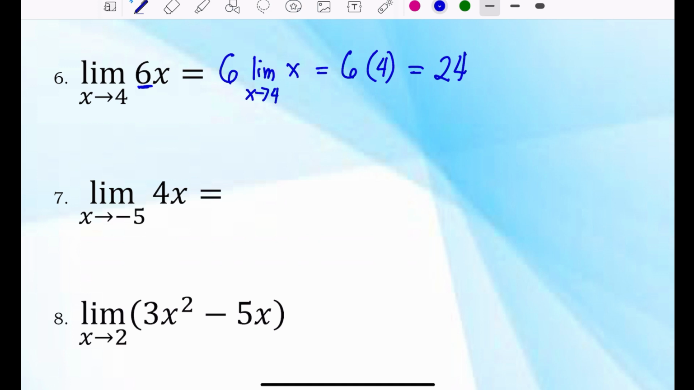Next, number 7. The limit of 4x where x approaches negative 5. So we can write 4 before the limit: 4 times the limit of x where x approaches negative 5. Then, this is an identity. Okay, limit identity. So we have 4 times negative 5, which is negative 20. Next, number 8. Limit of 3x squared minus 5x where x approaches 2.